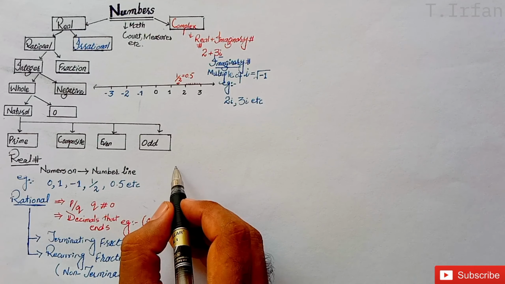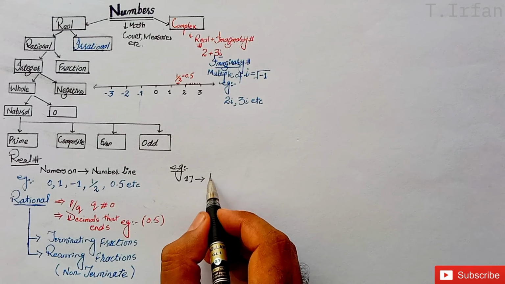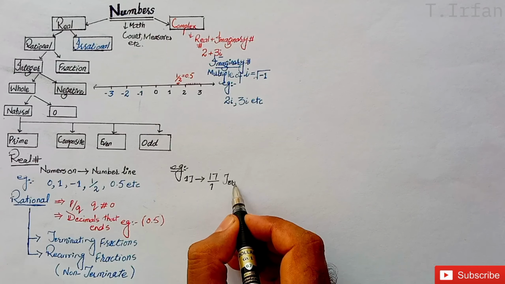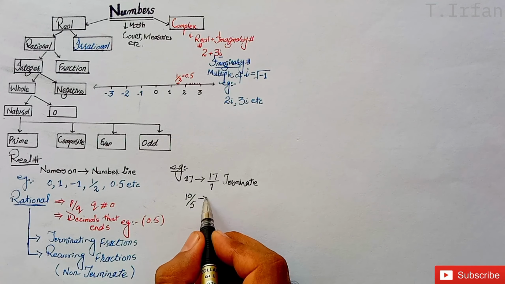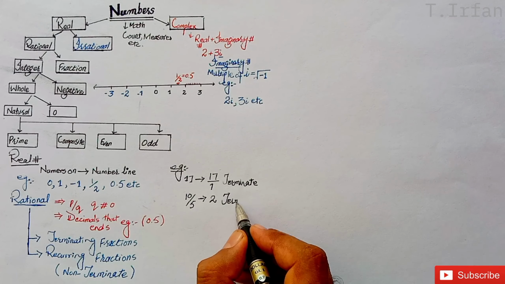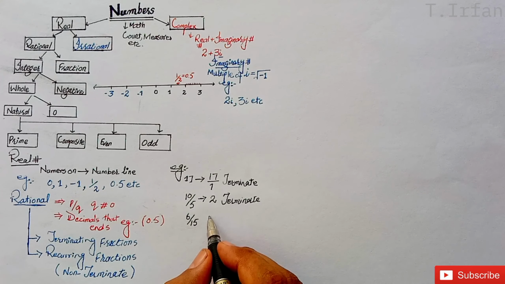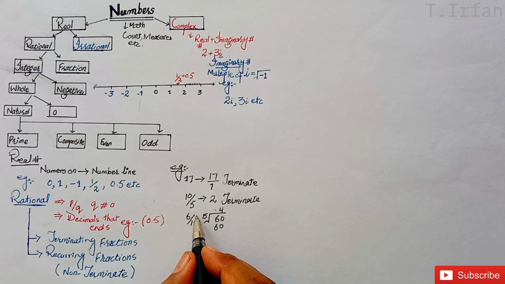For example, we say that the number 17 we can write in the form of P by Q, and this is terminating. 10 by 5. This is also a terminating fraction, so this is also a rational number. 6 by 15. This is also a terminating fraction, so this is also a rational number.